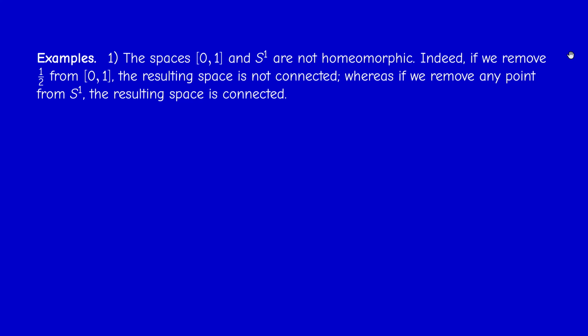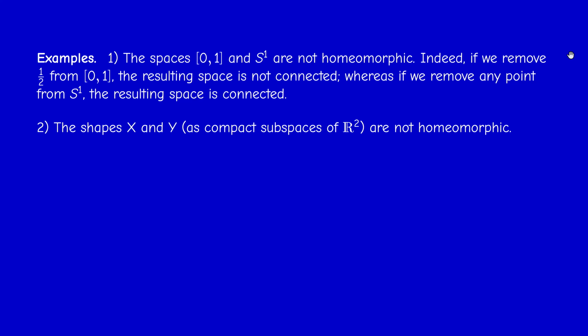Okay, so [0,1] and S1 cannot be homeomorphic. Now, if you consider the shapes X and Y, X is just a shape, a letter, a compact subset of R2. Just take two straight lines and intersect them. And Y is also a shape, actually. So are these shapes homeomorphic?